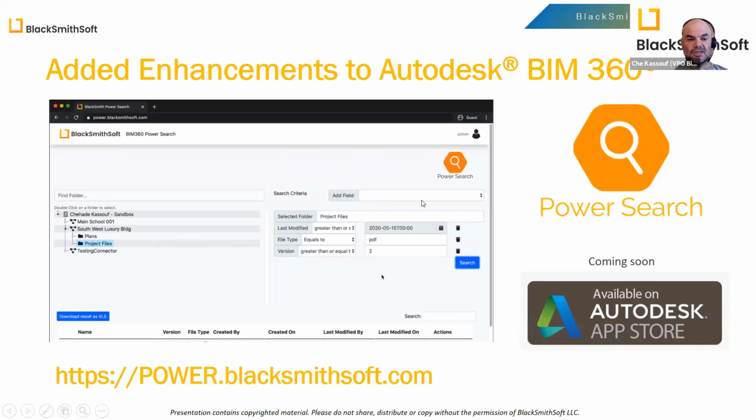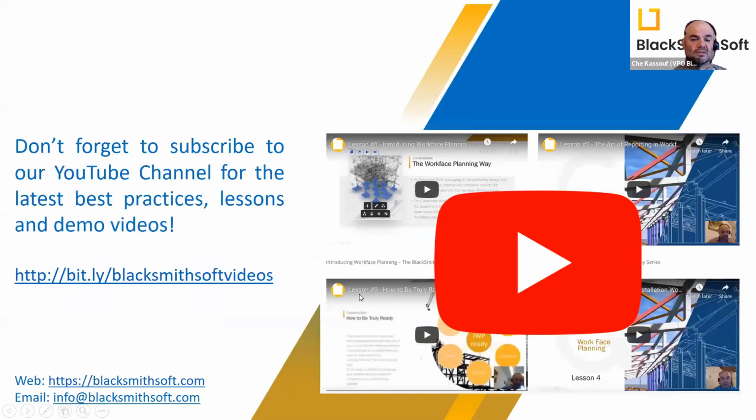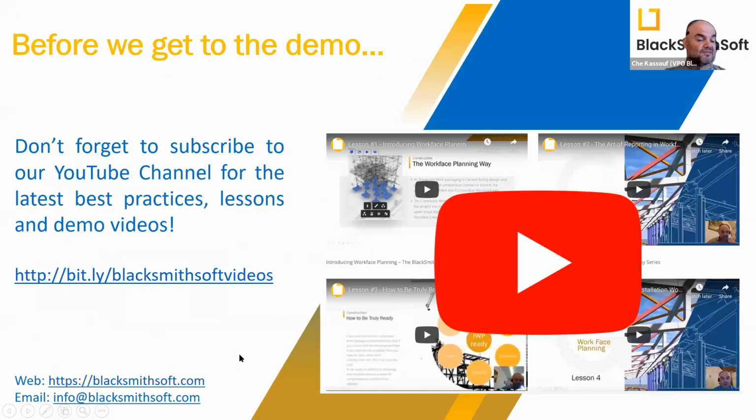Now, this is in short the application. Definitely as we were working, we started to see lots of requirements. For instance, if somebody is using BIM 360 Docs, they need more sophisticated ways of searching. So we introduced what we call a power search, which allows you to search BIM 360 better. And this will be coming soon from the Autodesk App Store. Of course, if you would like to see our video, you can come to BlackSmithSoft.com. And we have a number of videos that elaborate further on what we are doing.